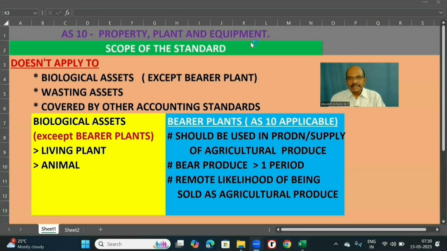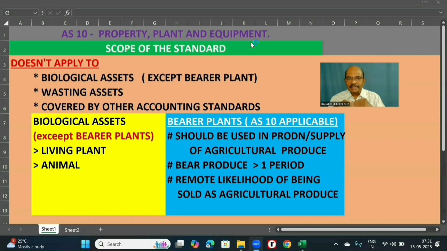These are not covered under AS10. In fact, there is no accounting standard for it. These are dealt with under industry-specific accounting practices. I repeat, industry-specific accounting practices, often involving the depletion method.